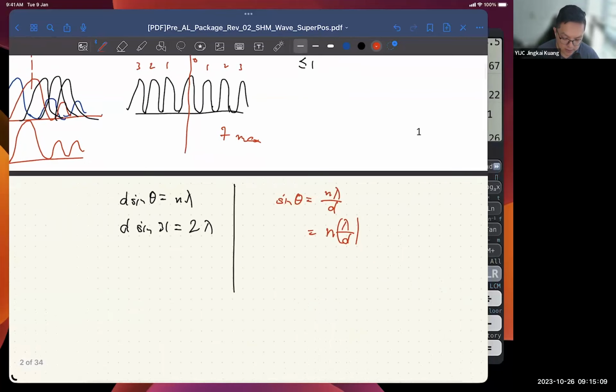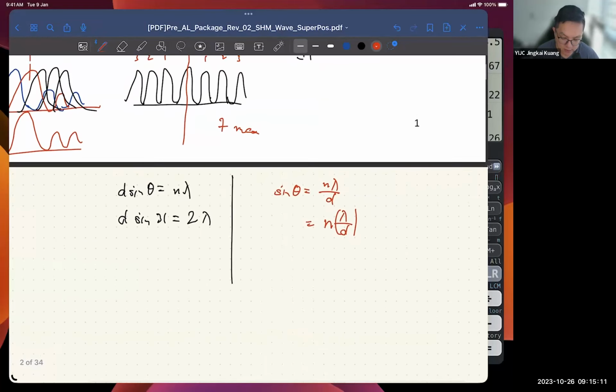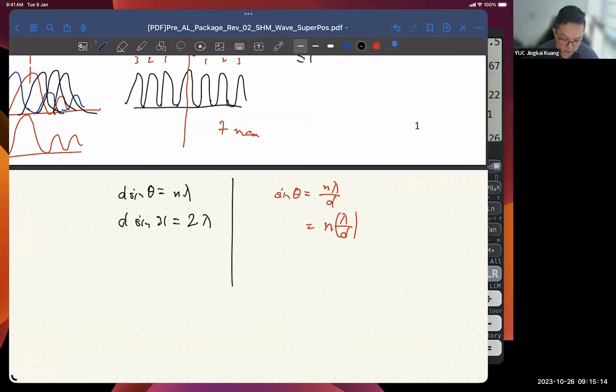So let's work towards that structure on the other side. What I have on the other side is d sine 31 equals 2 lambda. We're going to rearrange this and make lambda over d the subject. So we have sine 31 over 2 equals lambda over d.